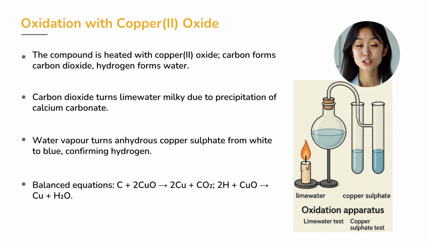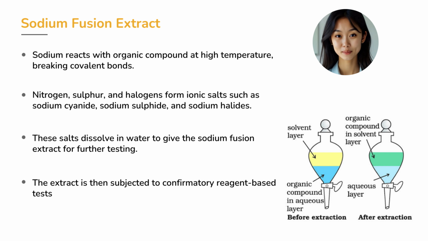The balanced reactions are carbon plus 2 copper oxide gives 2 copper plus carbon dioxide, and 2 hydrogen plus copper oxide gives copper plus water. These simple color changes in lime water and copper sulfate act as unmistakable signatures of carbon and hydrogen in organic compounds. Now, what about other elements like nitrogen, sulphur, and halogens? They do not reveal themselves so easily. That's where Lassaigne's test comes in.